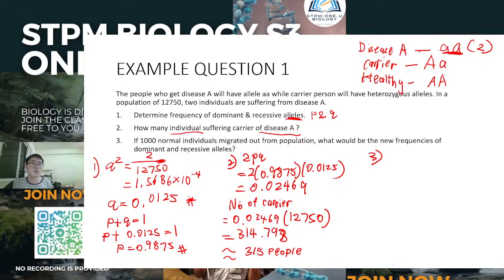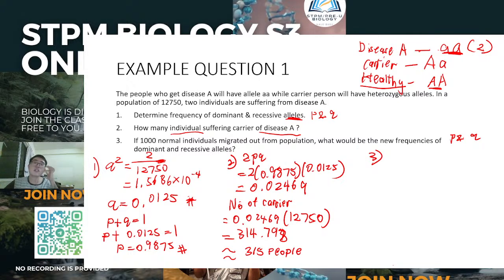Number 3 says that if 1,000 normal individuals migrated out from the population, what would be the new frequencies of the dominant and recessive allele? So we assume that the 1,000 people are healthy, all healthy. Not carriers, not diseased. Only the healthy people go out. So you want to calculate the new frequency of the dominant and recessive allele, so you want to calculate the new P and Q.